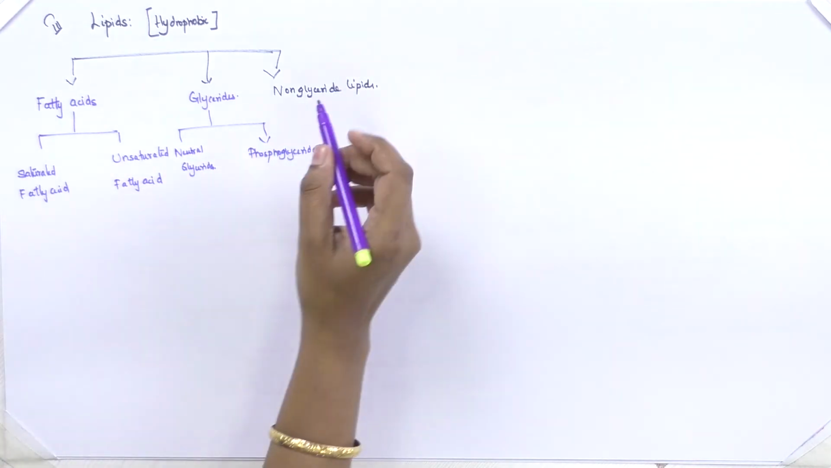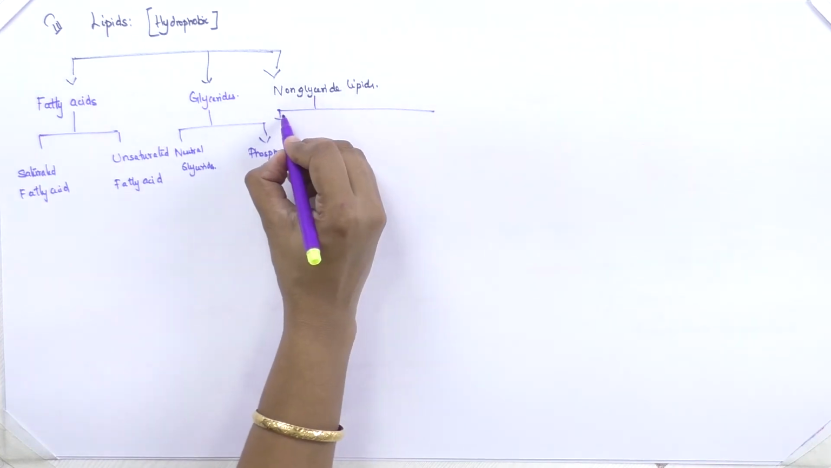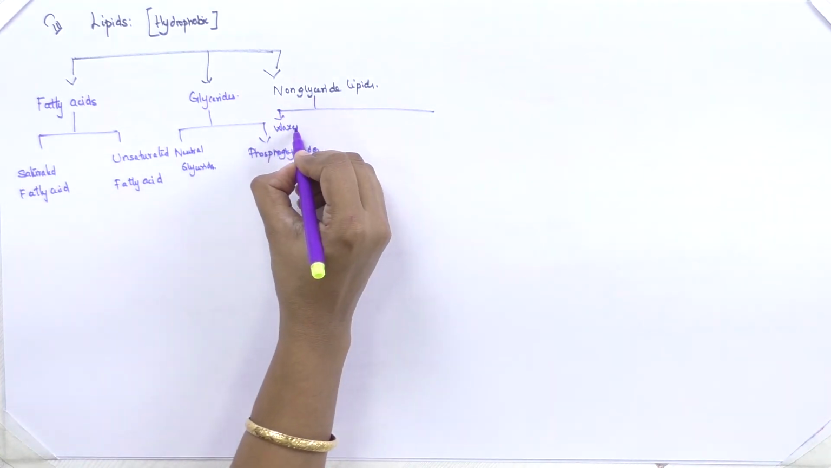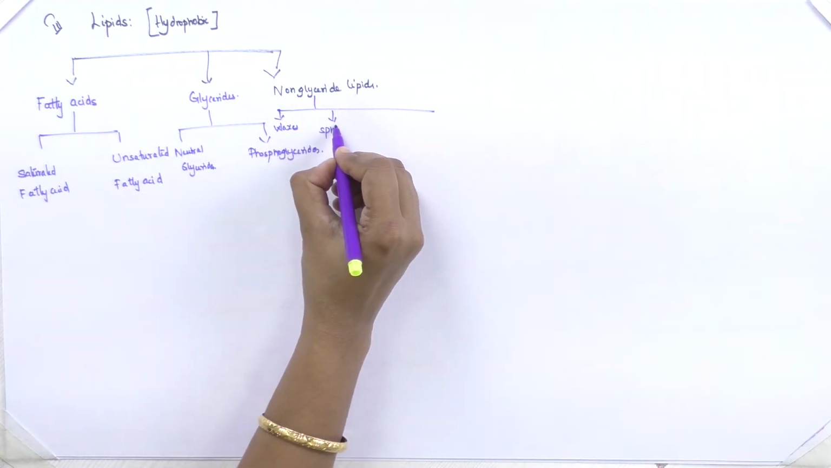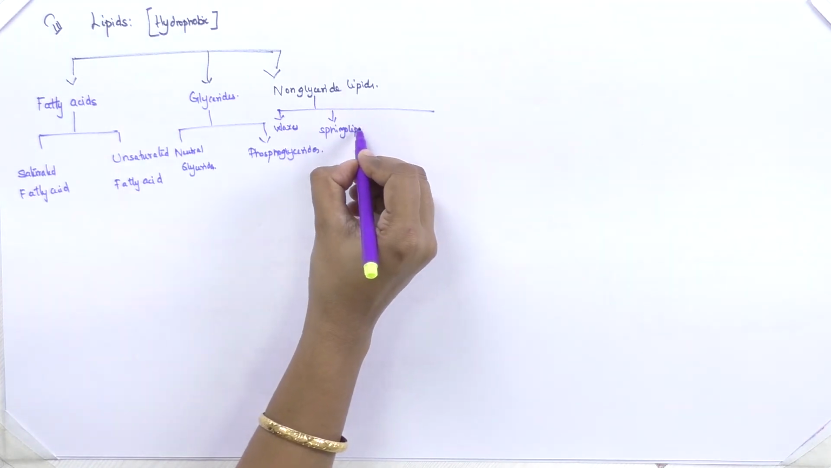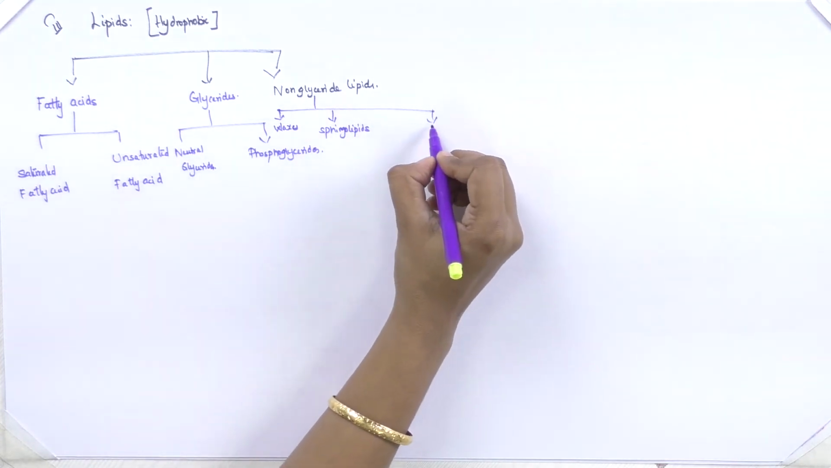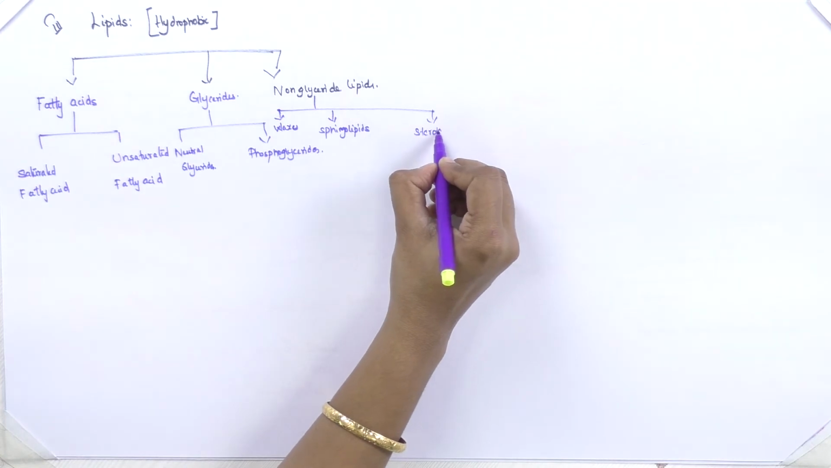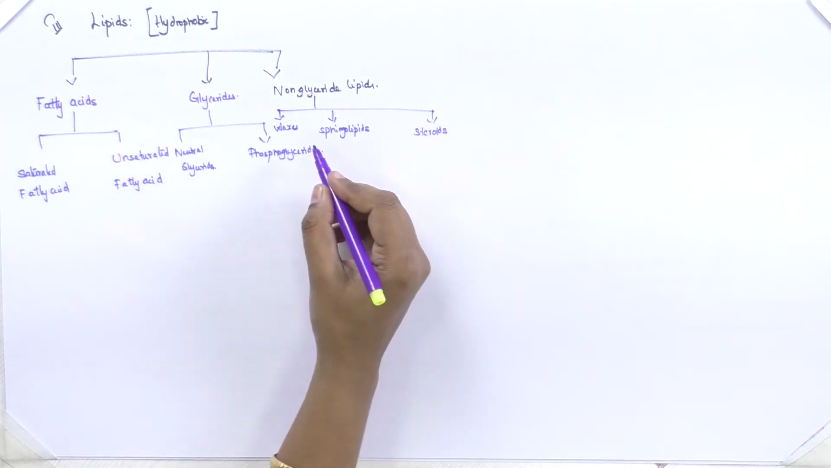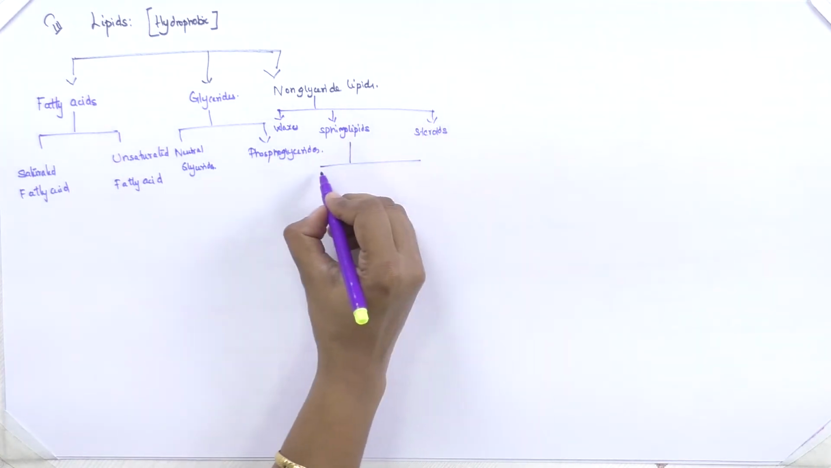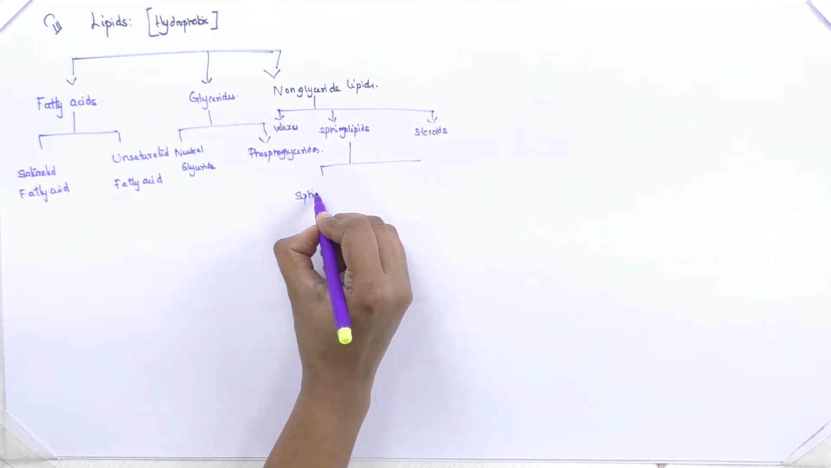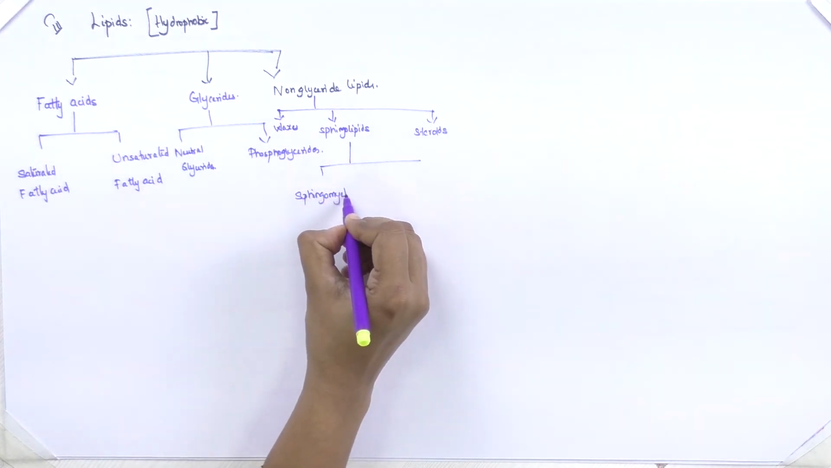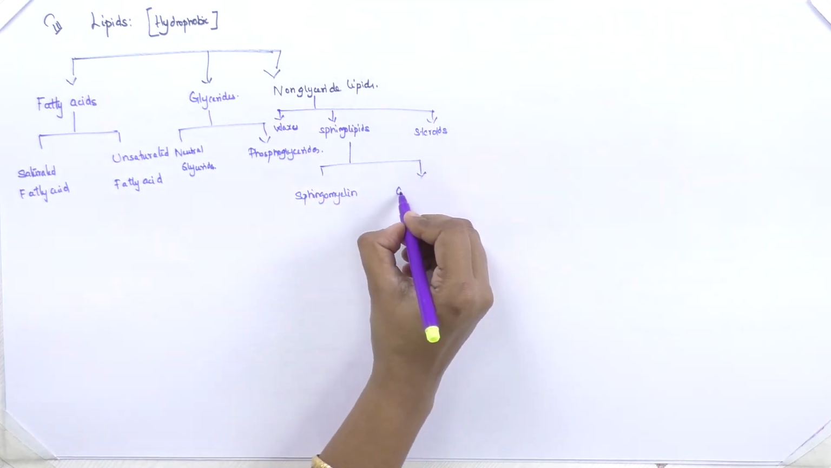Under non-glyceride lipids you have waxes, sphingolipids and steroids. So under sphingolipids you have sphingomyelin and glycolipids.